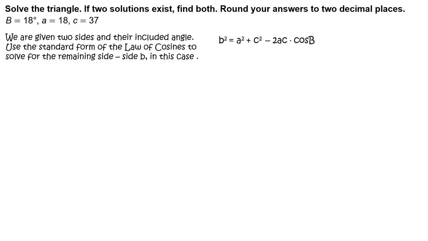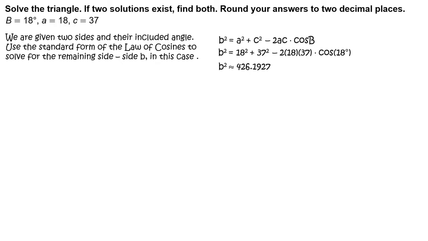Use the standard form of the law of cosines to solve for the remaining side, side B, in this case. Write B squared equals A squared plus C squared minus 2AC times cosine of B. Next, substitute 18 for A, 37 for C, and 18 degrees for B to get B squared equals 18 squared plus 37 squared minus 2 times 18 times 37 times cosine of 18 degrees.